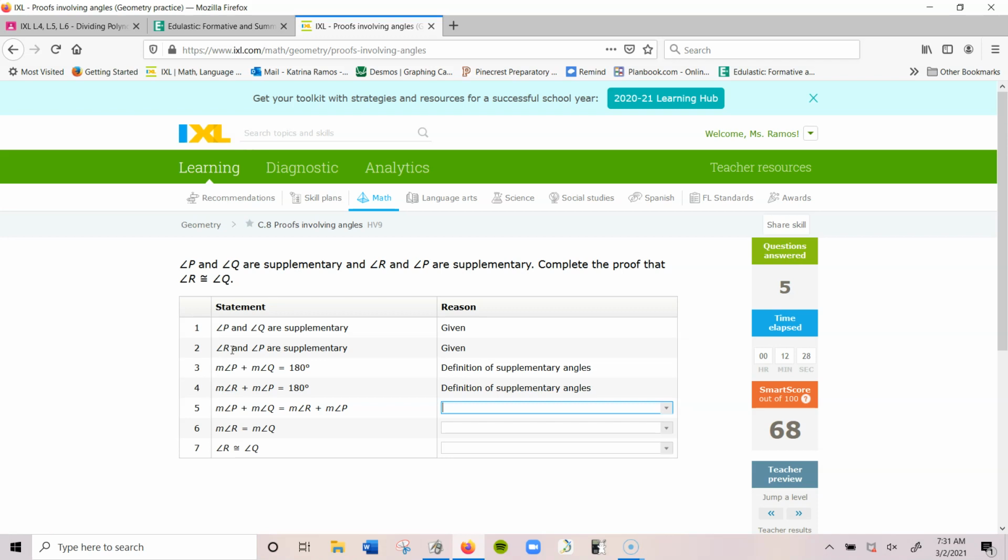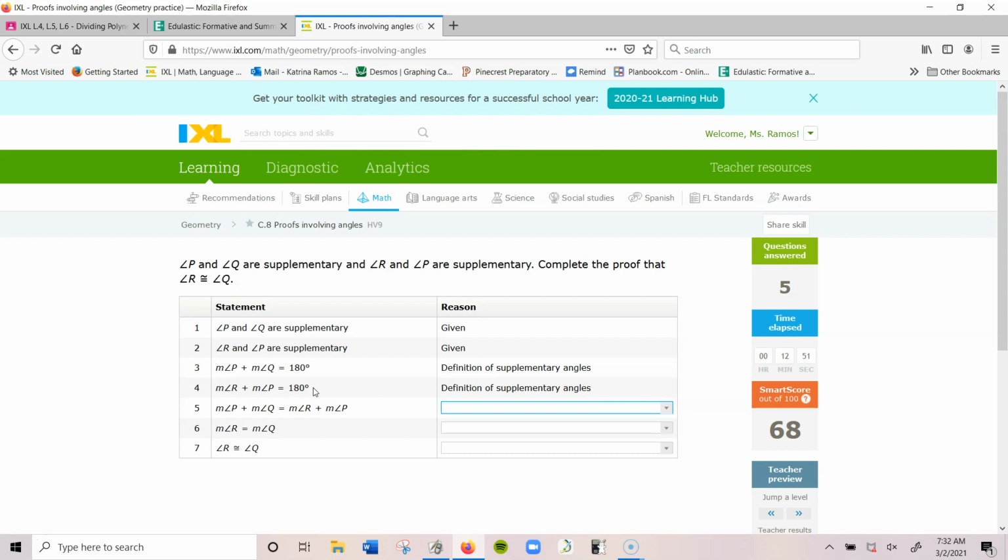Okay, here we are told that P and Q are supplementary and R and P are supplementary. So what they've done is they've added P and Q, and if they're supplementary, it equals 180. So that's the definition of supplementary angles. And same thing with angles R and P. If you add them, because they're supplementary, it equals 180. So definition of supplementary angles.